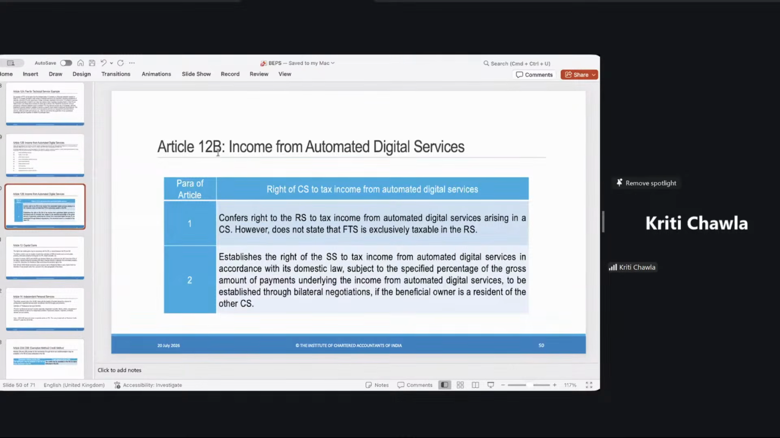Now, there is also the question of what happens to the taxing rights when it comes to income from automated digital services. Well, there is Article 12B, Paragraph 1, which basically confers the right to the resident state to tax income from automated digital services arising in a contracting state. But it does not state that FTS is exclusively taxable in the resident state. And Paragraph 2 establishes the right of the source state to tax income from automated digital services according to the domestic law, subject to a specified percentage of the gross amount of payments.